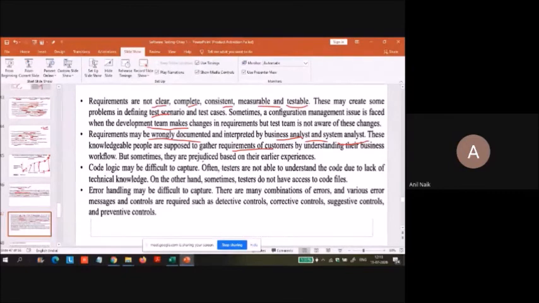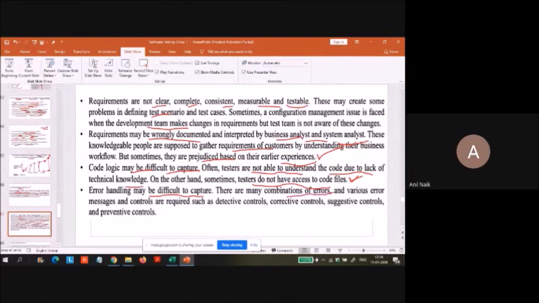but sometimes they are prejudiced based on their earlier experience. So sometimes they assume some of the requirements based upon their experience. These are some of the challenges. Code logic may be difficult to capture by the development team, so that is difficult to capture by the testers. Often testers are not able to understand the code due to lack of technical knowledge. On the other hand, sometimes testers do not have access to the code files. This is also a challenge faced by testers.